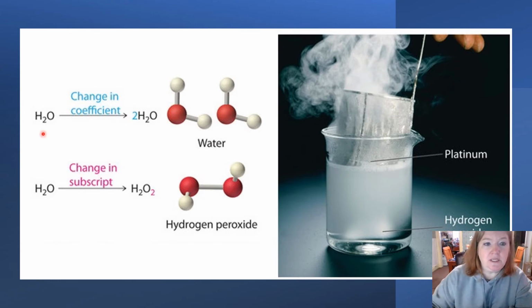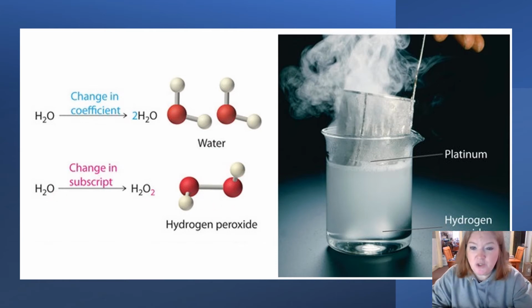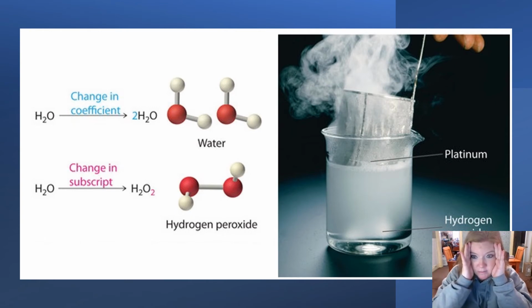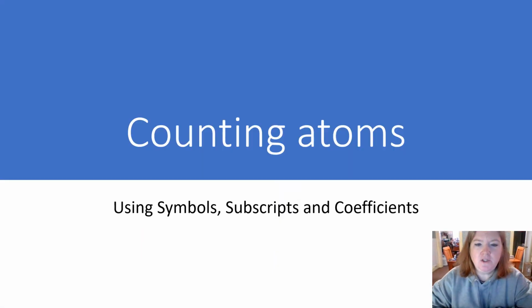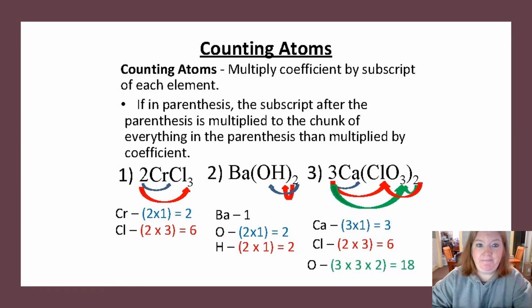All right, so here you can see when you change the coefficient, if I put a 2 in front of the H2O, it simply means I have 2 water molecules. If I change the subscript, I change the substance. So when we do balancing equations later, never, ever, ever change a subscript. You can only change coefficients, okay? So let's practice. When we count atoms, we have to use the subscripts, the coefficients, and the element symbols, okay? So here are some directions, but we're going to practice.